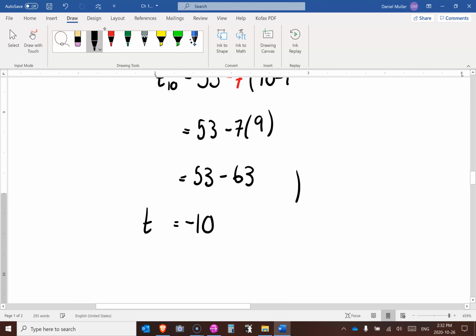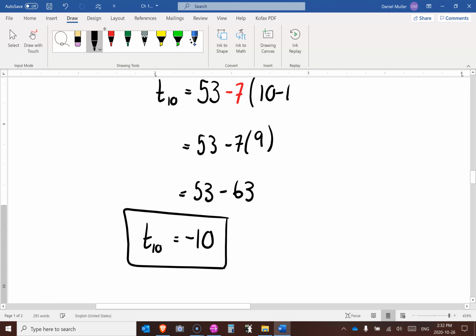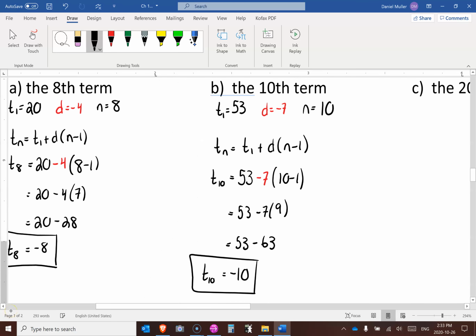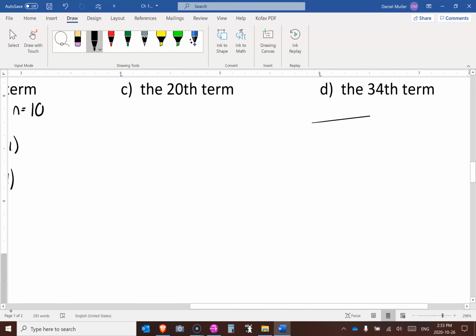So T10, the 10th term, happens to be -10, which I find surprising, that the number 10 is just written there twice. Okay, so I'll just zoom out here in case you need to take a look at A and B, and you can pause it here, but we're going to go right on to C. Assuming these are right, maybe I'll check them at the end here.